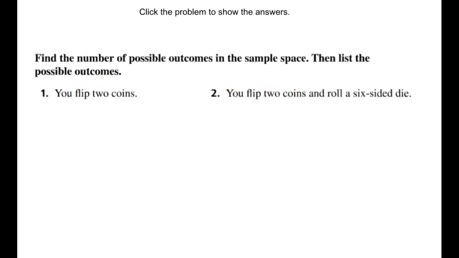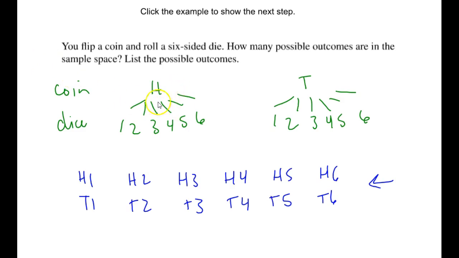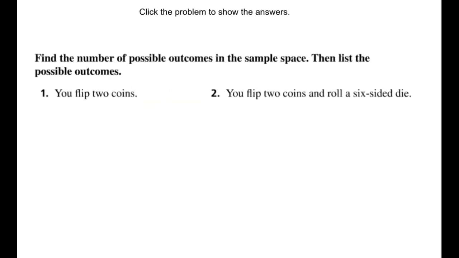So what we just did was we created a tree diagram. That's what this is called. It's called a tree diagram. So this is one of the ways that we can find all of the possible outcomes, using our tree diagram. So go ahead and try that same way here.